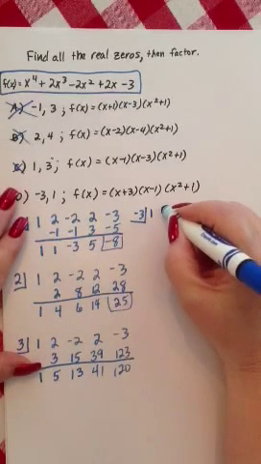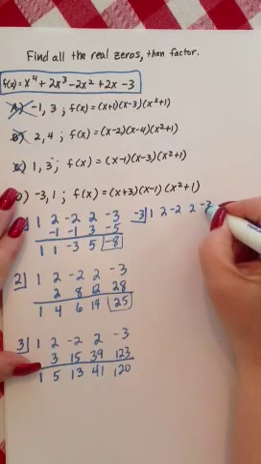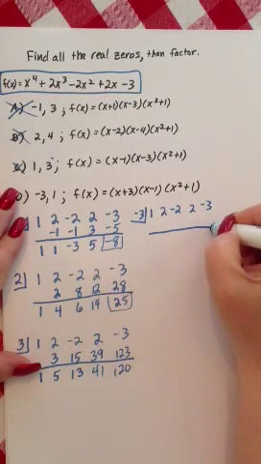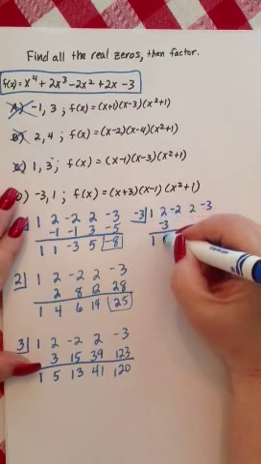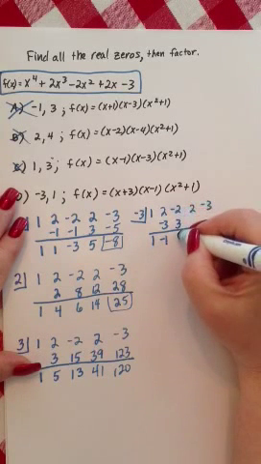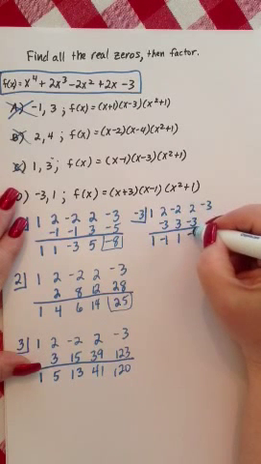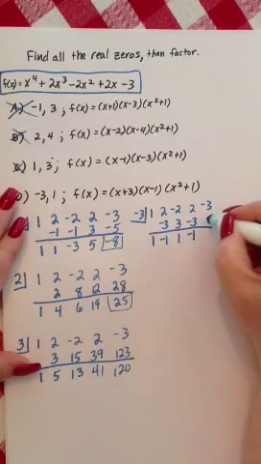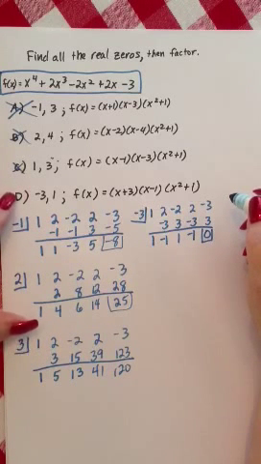So I put a 1, a 2, a -2, a 2, -3. Bring down the 1. -3 times 1 is -3. Add my column. -3 times -1 is +3. Add my column. -3 times 1 is -3. Add my column. -3 times -1 is +3. Woohoo! It worked. So -3 worked.